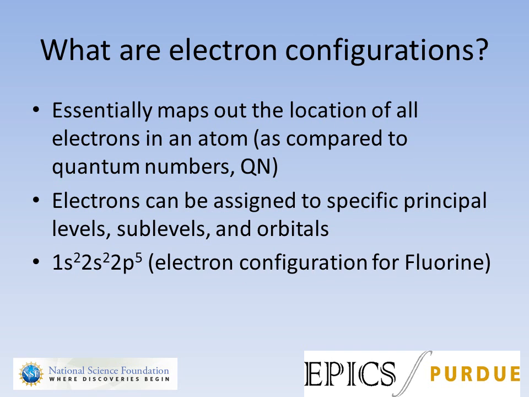First off, what are electron configurations? They essentially map out the location of all the electrons in an atom. They are analogous to quantum numbers, but are more easily visualized. Basically, electrons can be assigned to a specific spot in a specific orbital, in a specific sublevel, and a specific energy level. For example, let's look at the configuration for fluorine.